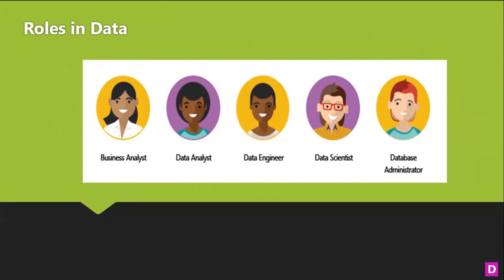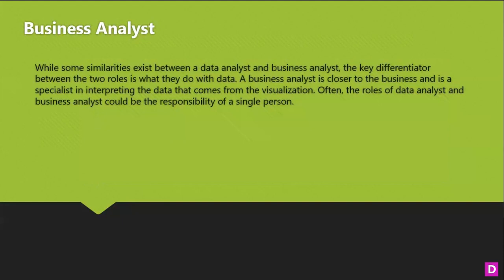These are the 5 main roles which are there in the industry these days: the business analyst, the data analyst, data engineer, data scientist, and the database administrator. So let's define them one by one, and let's understand the difference between them. Okay. So business analysts are the people who make decisions.